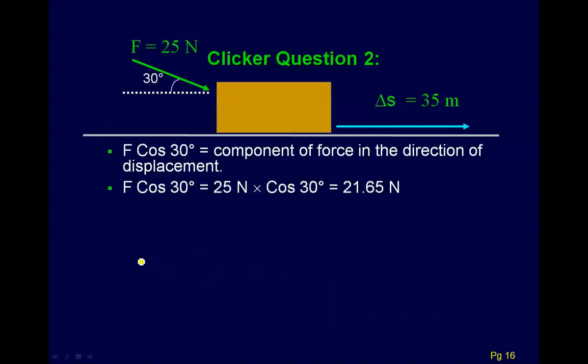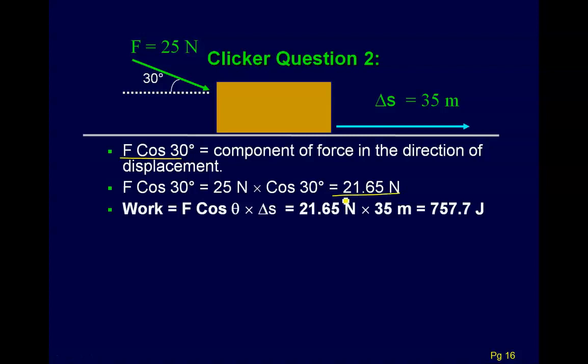To do this, F cosine 30 would be my component of force in the direction of the displacement, which I get as 21.65 when I figured that out. Then I just take that force times the distance, so the force that's actually helping the motion, and I get about 760 joules.